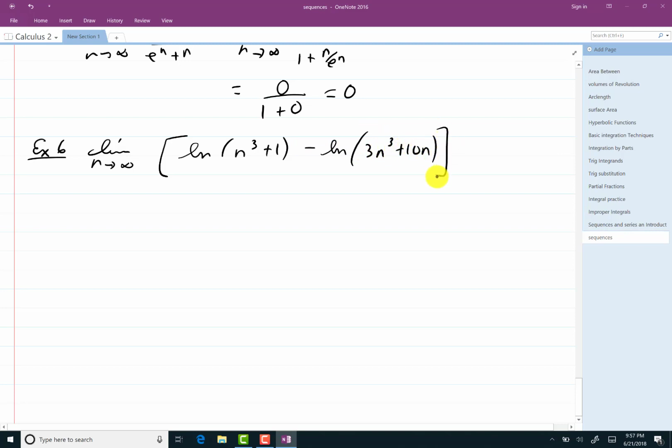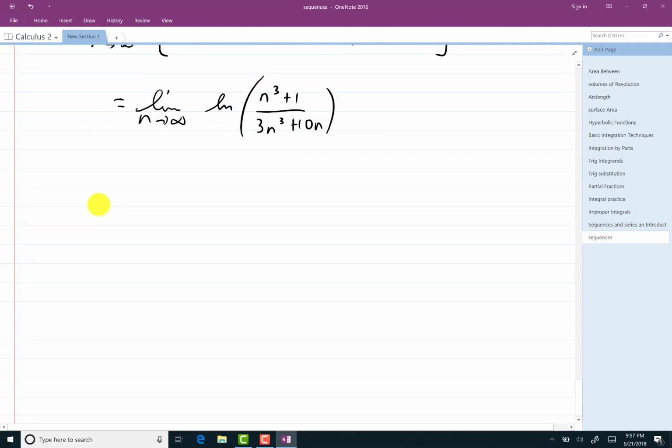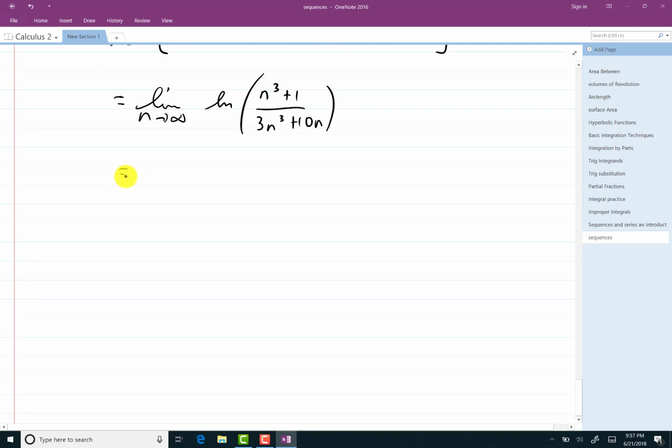Now, obviously, if they give you a natural log that's broken up, even if you didn't know anything else, you'll put it back together. And now, because the natural logarithm function is a continuous function, I can bring the logarithm outside of the limit, or bring the limit inside of the logarithm.